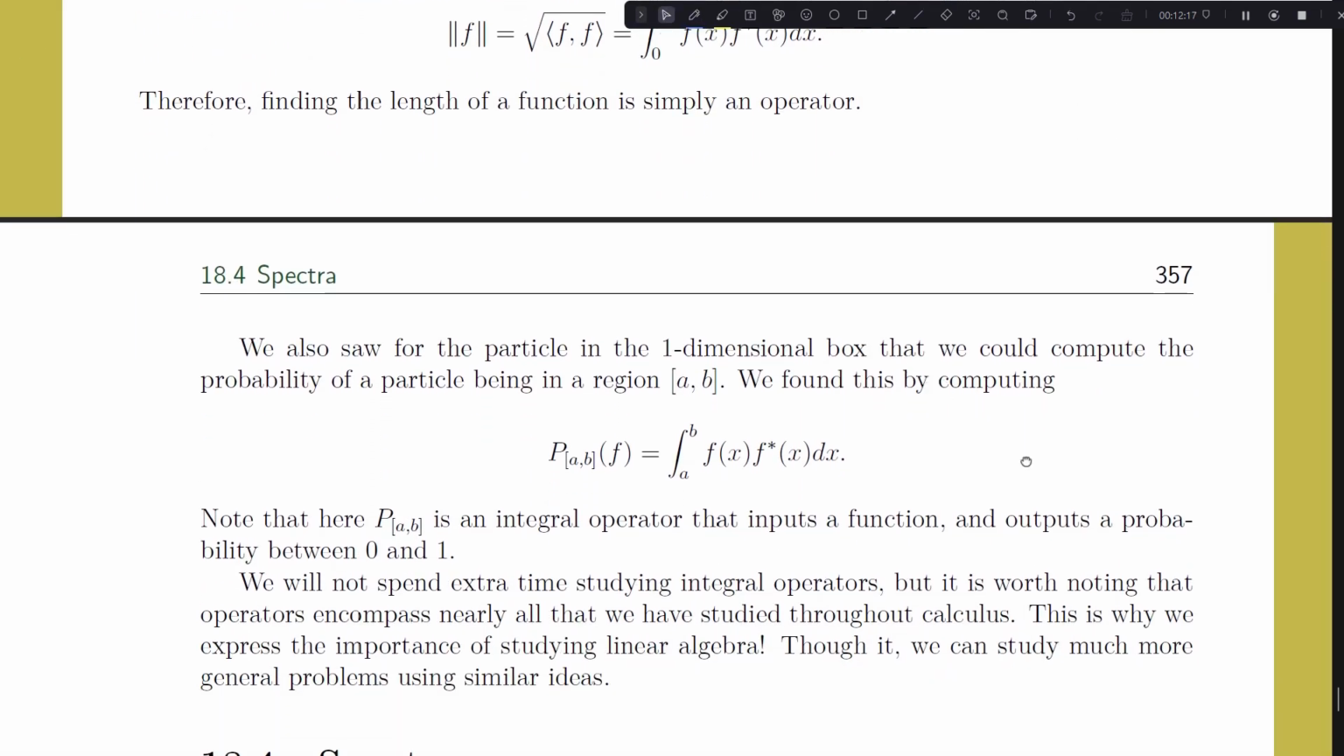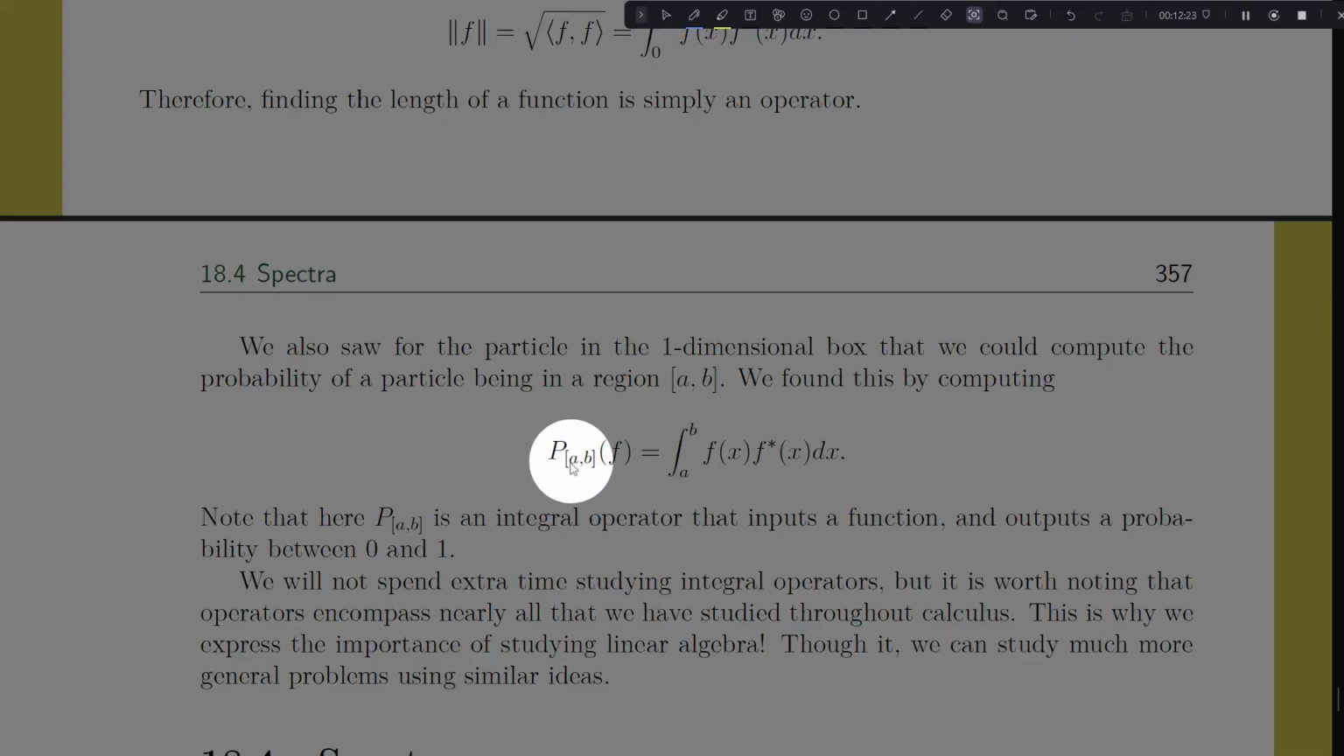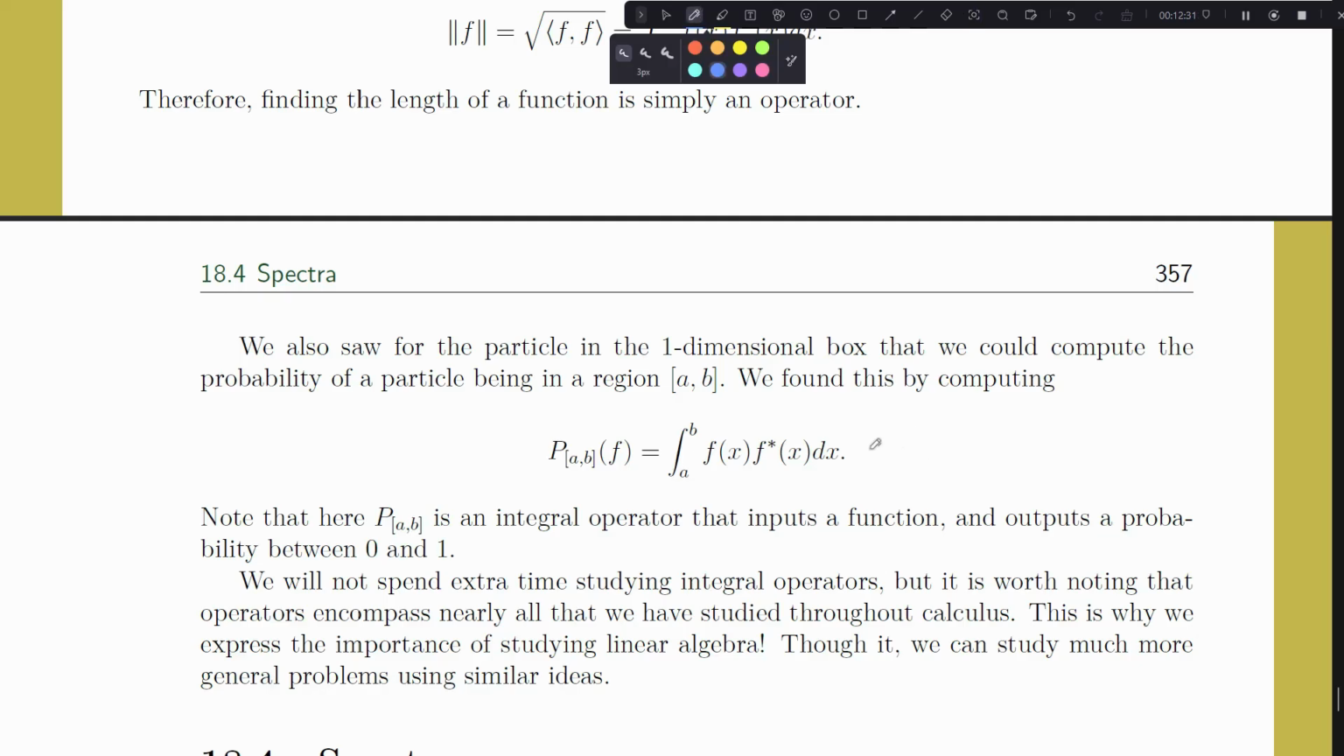You can think about the probability operator, right? This was computing the probability that the particle was found in the interval a to b, and you would integrate from a to b. You'll recall this would be like if psi is our wave function and x is a position, then psi describes the probability distribution of a particle, and if I restrict my range from a to b, then I get the probability within that region.